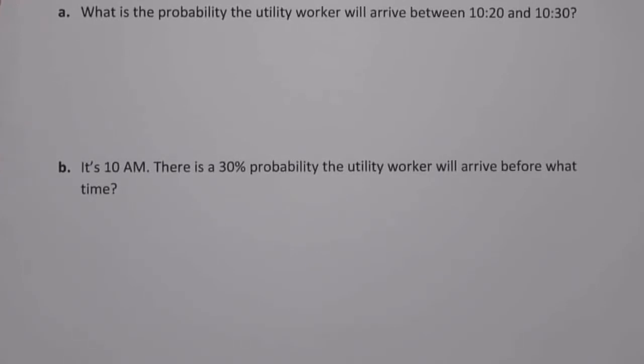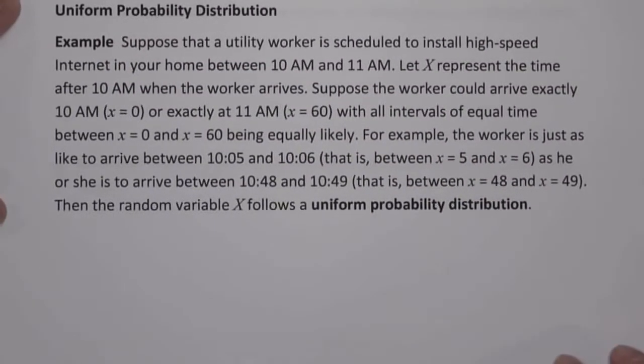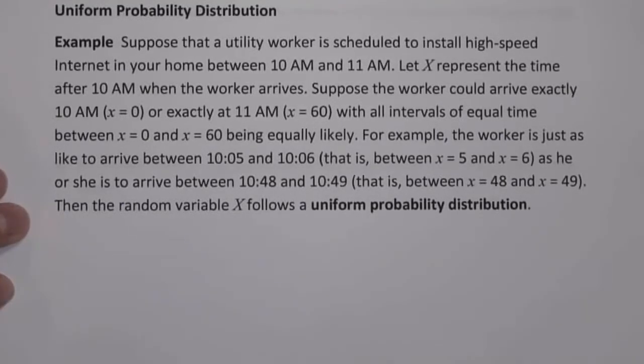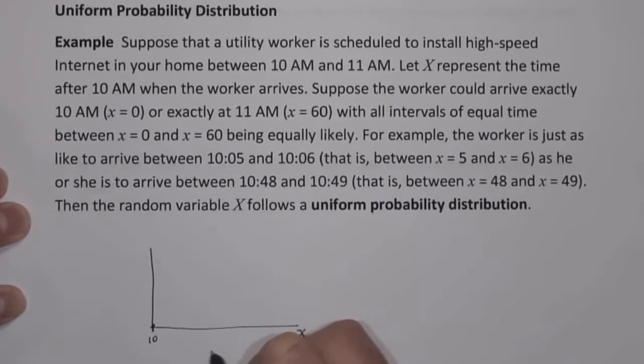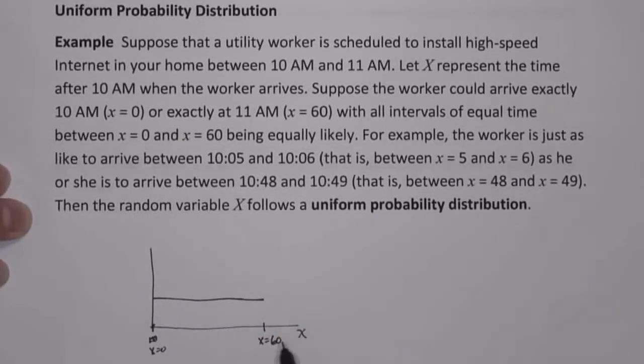So now we have a uniform probability distribution. If I bring back in the previous sheet to describe this uniform probability distribution a little more clearly, the fact that it's uniform means that if this is the value of X, the time, and if here is 10 a.m., which is X equals 0, and if here is 11 a.m., which is X equals 60, then if this is a uniform probability distribution, the graph of the equation that we're going to use to figure out these probabilities is going to be a horizontal line so that it's uniform.